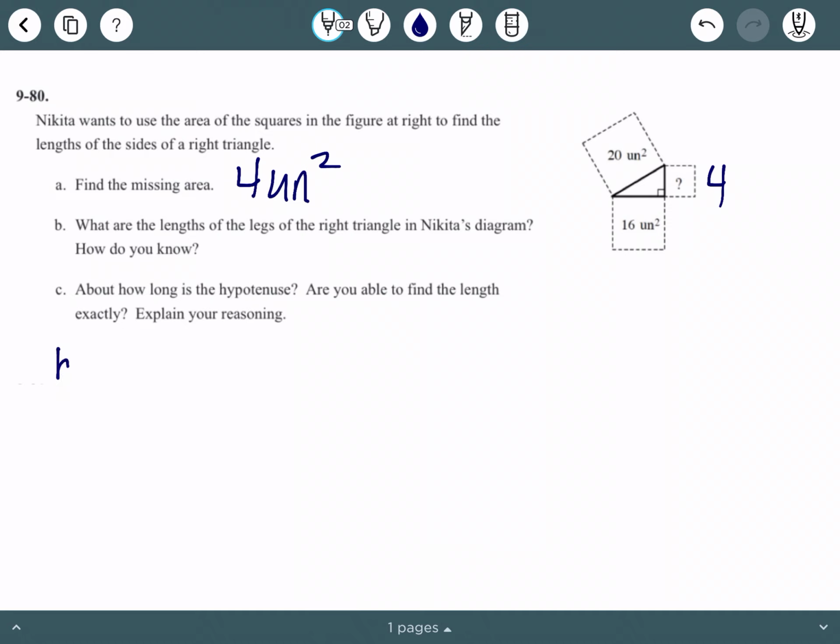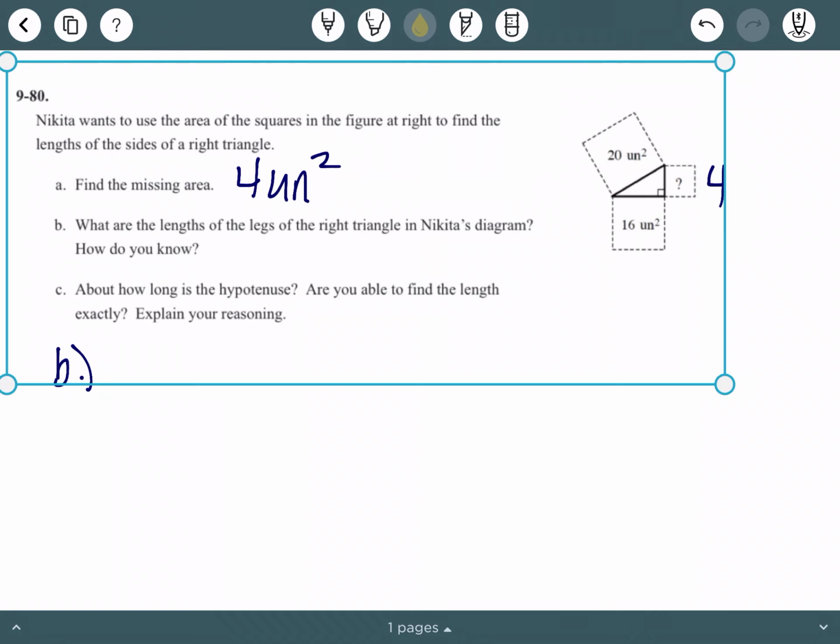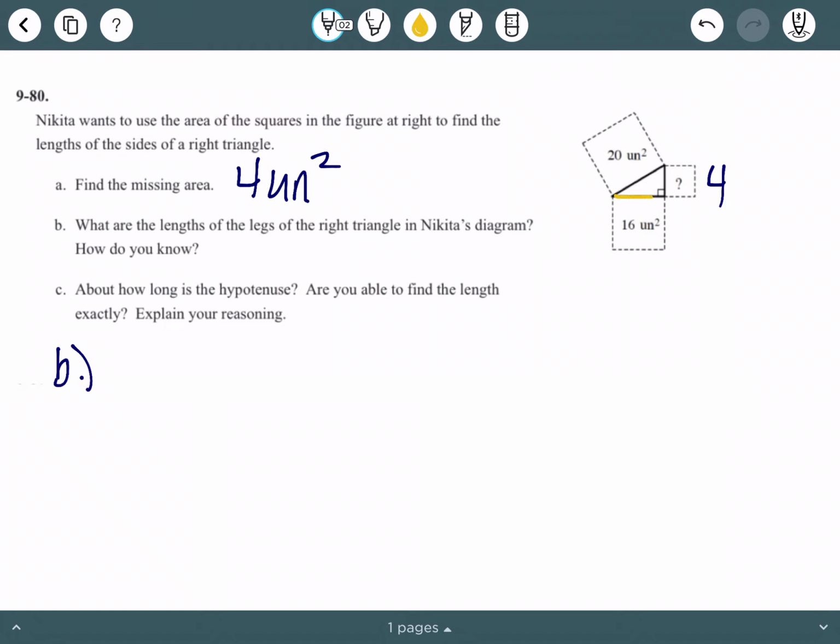All right, so I know, first of all, that when I'm talking about legs, that means the two sides that are not the hypotenuse. So this side and this side. Those two are not the hypotenuse. So the side here with an area of 16, to find that, we need to figure out, well, what times what gives us 16?